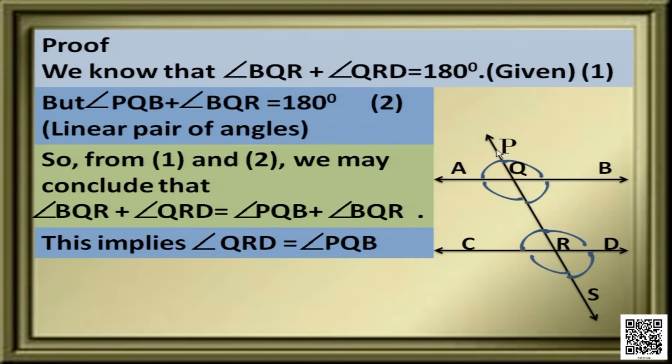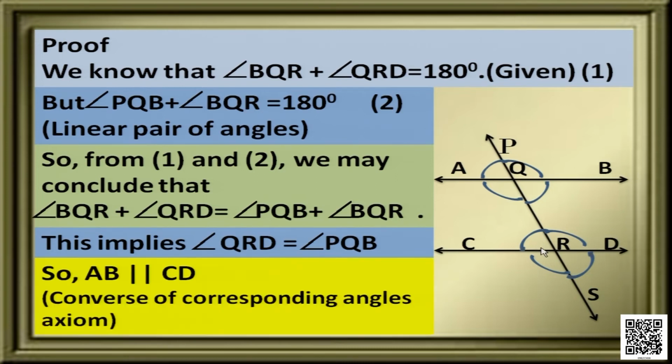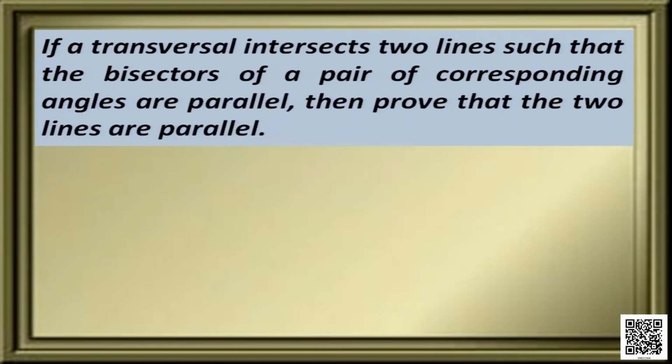Now identify what type of angles these are when a transversal is given, PQB and QRD. You can see that these two are corresponding angles. So as the corresponding angles are equal, we can say that AB is equal to CD, sorry, AB is parallel to CD, by the converse of the corresponding angle axiom.